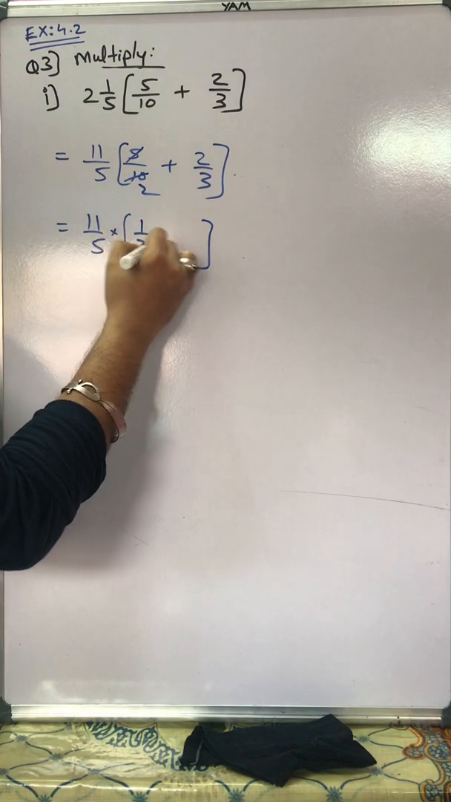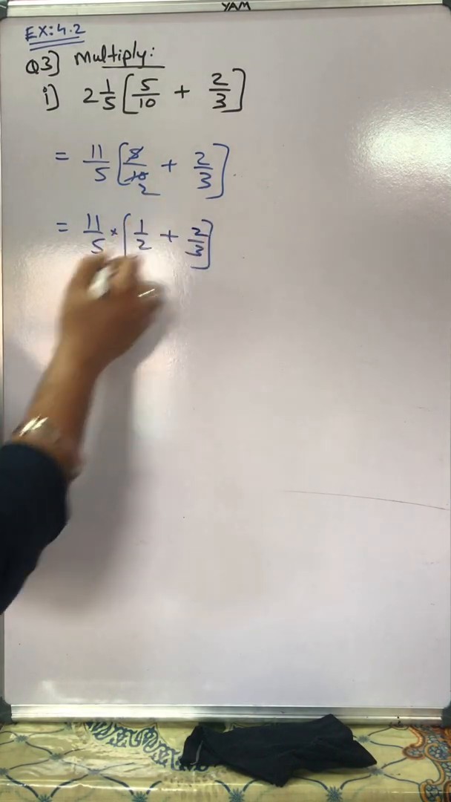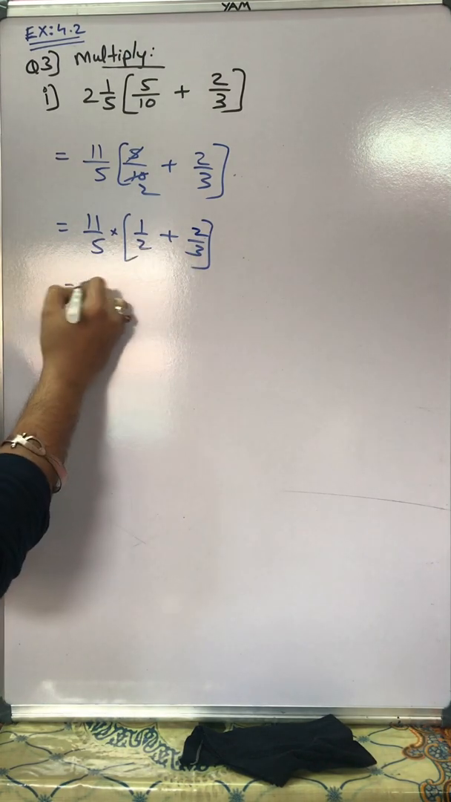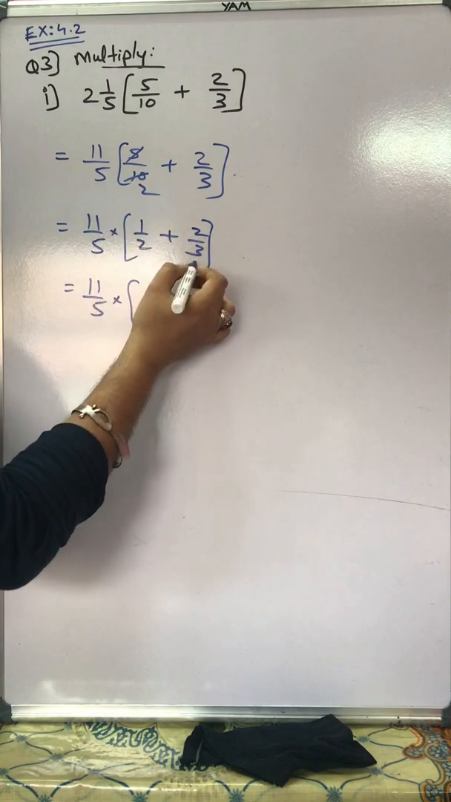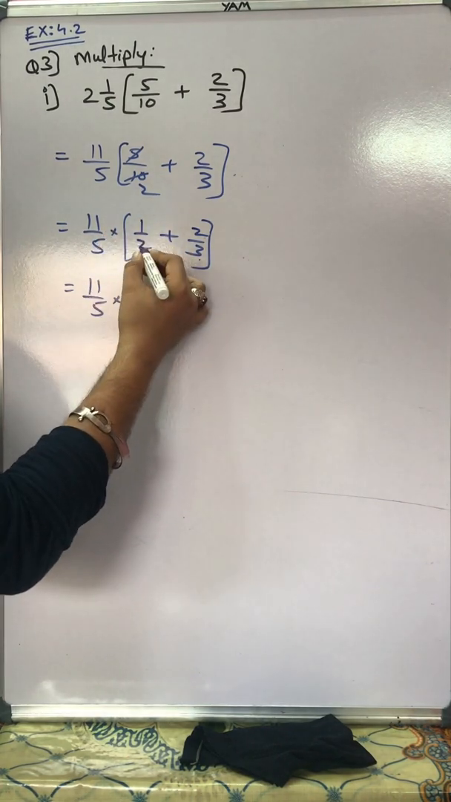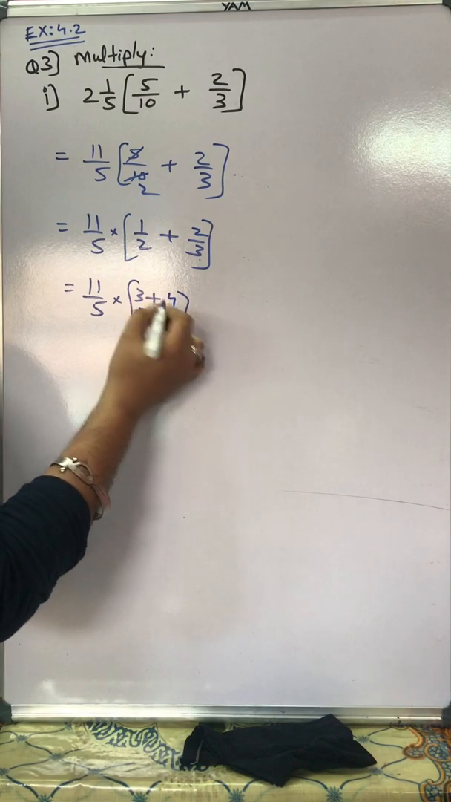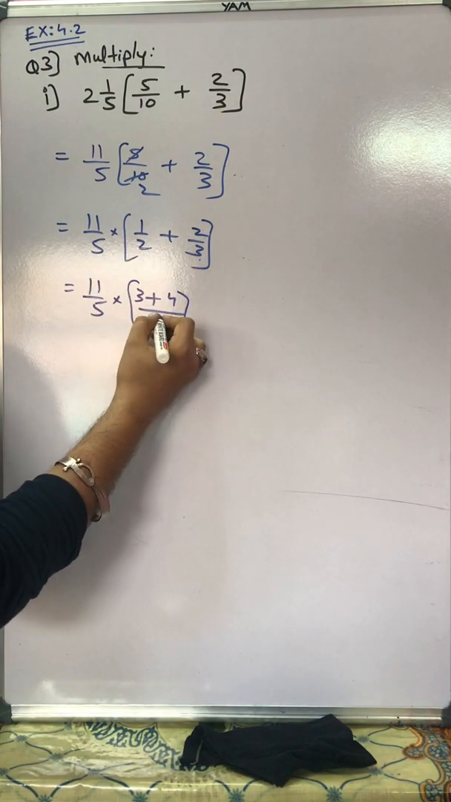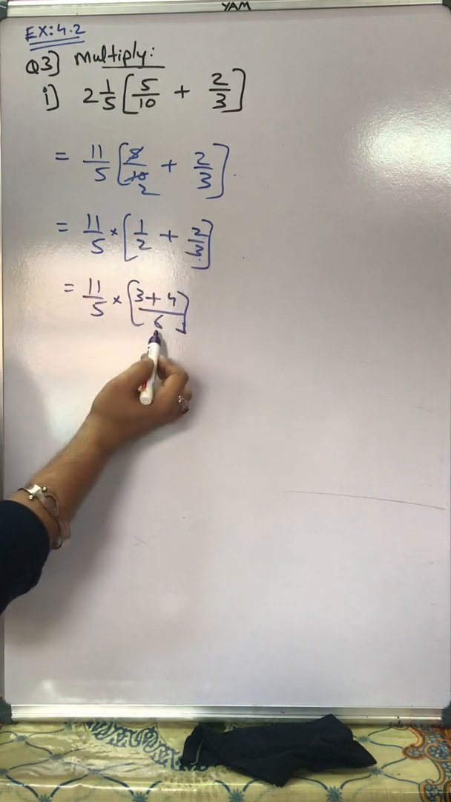Okay, so I'm left with 1 upon 2 plus 2 upon 3, which is equal to 11 upon 5 multiplied by, can I say, 3 will be multiplied with 1, 3 ones are 3, plus this 2 will be multiplied with this 2. 2 twos are 4, upon this 2 will be multiplied with this 3. 2 threes are 6. 3 ones are 3. 2 twos are 4 by default, plus 2 threes are 6.